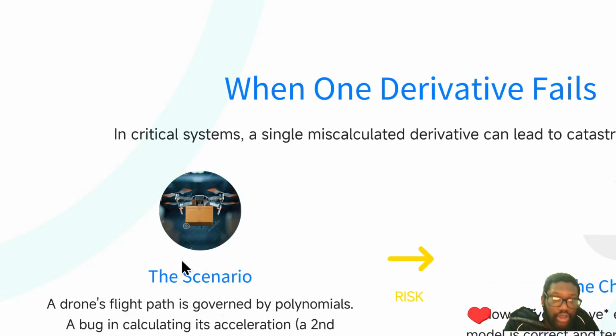Okay, so basically, when the one derivative fails in the single mass, in any example, when the derivative fails, it's like a loss of control. Basically a drone flight path is governed by polynomials. A bug in the second derivative can make it stable or cause a crash. How do you prove each derivative in a model is correct and terminates?